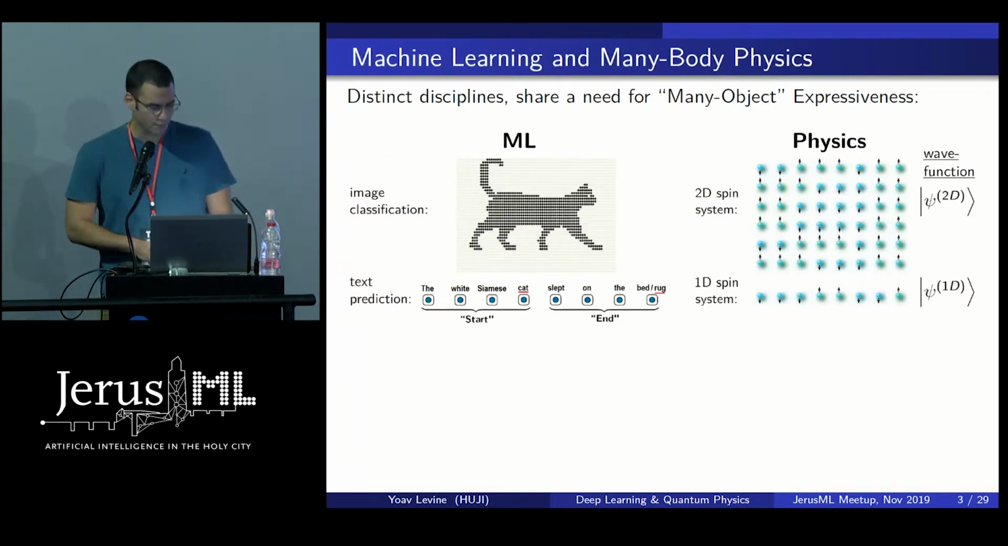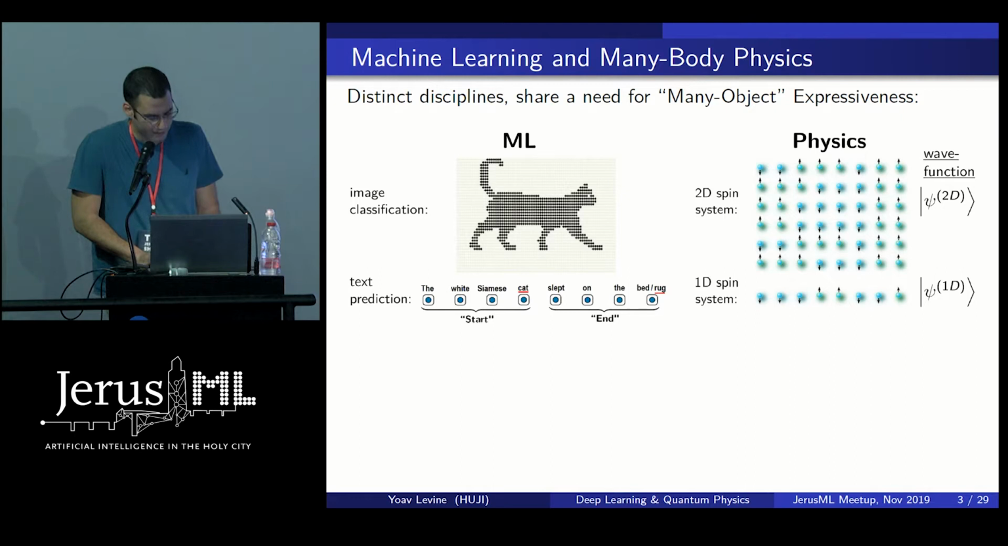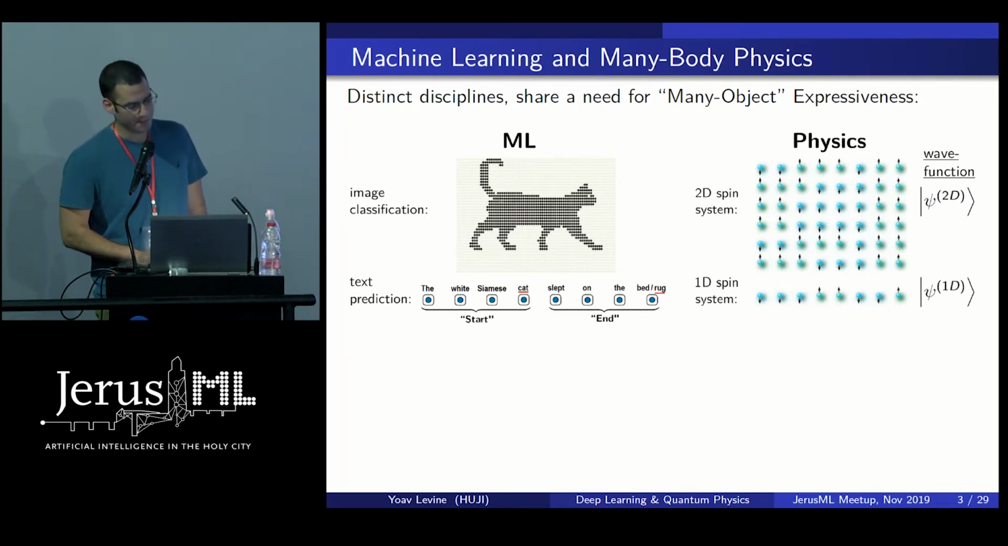So to start off, I'll make the point that though these are two distinct scientific disciplines, they share a common need for what we call many-object expressiveness. On the machine learning side, you can imagine that in order to intake this array of pixels, black and white pixels, and tell us that this is a cat and not a dog, the architecture needs to implement some sort of a convoluted function over the pixels. And similarly, a language model predicting the next word in a sentence needs to intake many inputs, the previous words, and make a prediction.